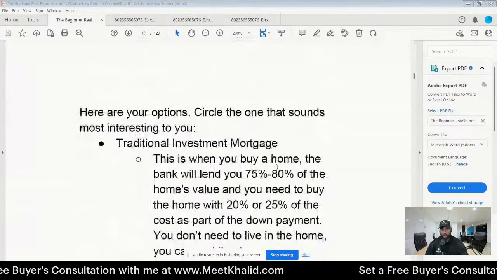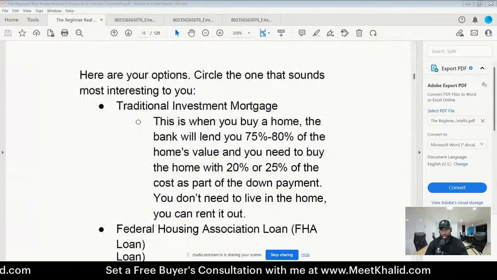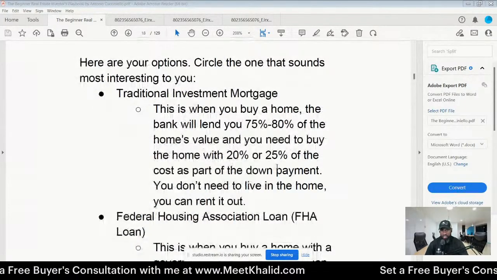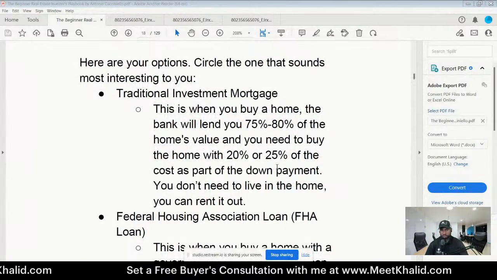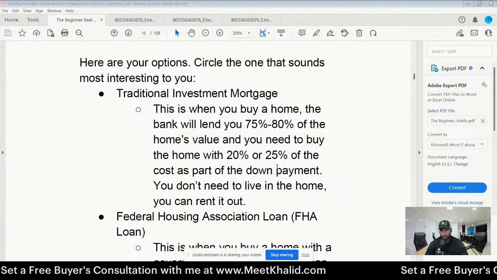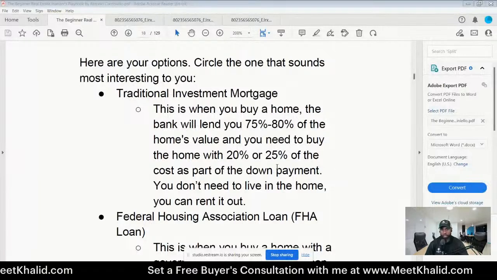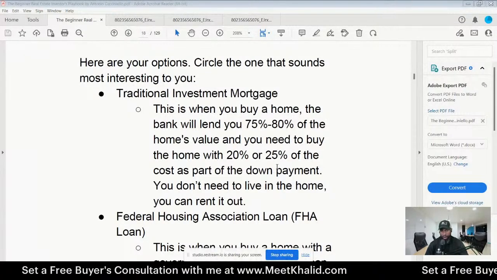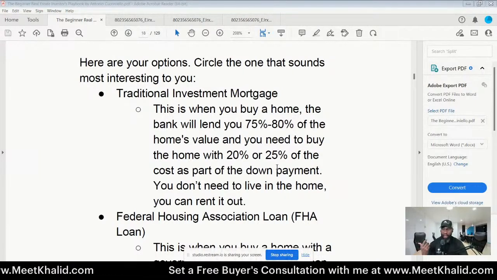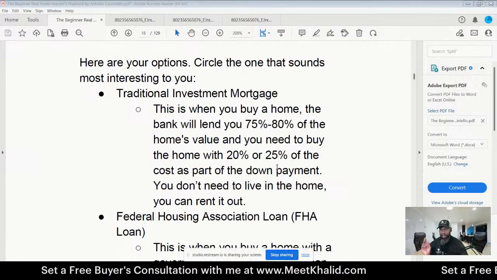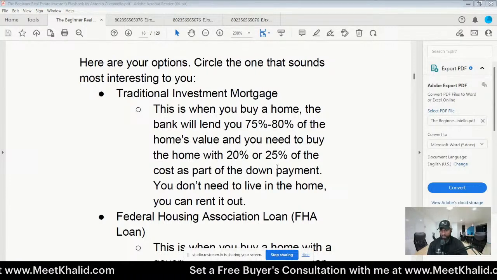Okay, so it says here are your options. Circle the one that sounds most interesting for you. So they have traditional investment mortgage. And it says this is when you can buy a home, the bank will lend you 75 to 80% of the home's value, and you buy the home with 5% of the cost as part of the down payment. You don't need to live in the property, you can rent it out. So traditional investment mortgage, that's when you're buying a second home or an investment property. And most of the time you need to be putting down 20%. That's 20%, and then on top of that, closing costs.